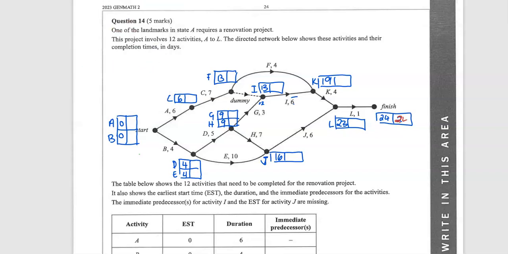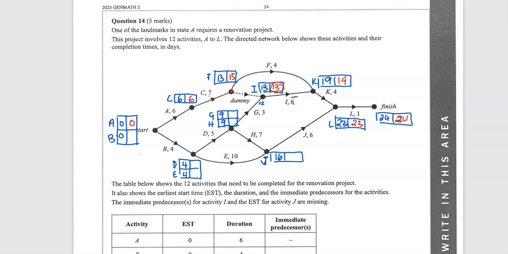Now, if I go backwards, 23. Now, 23 minus 4 is 19. Okay, then if I go back via F, 19 minus 4 is 15. If I go back via I, 19 minus 6 is 13. Now, at this point here, because of that dummy, 13 is the smallest. So 13 minus 7 is 6, and then 6 minus 6 is 0.